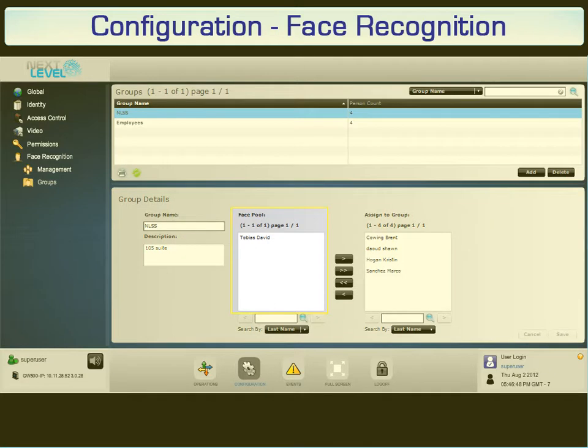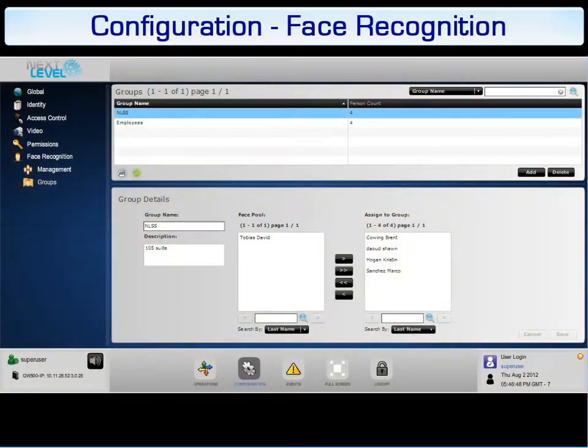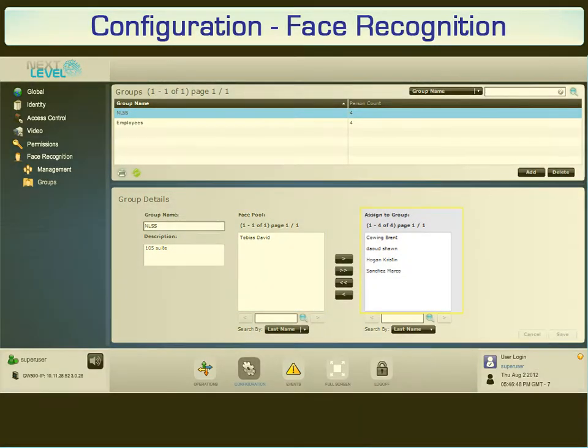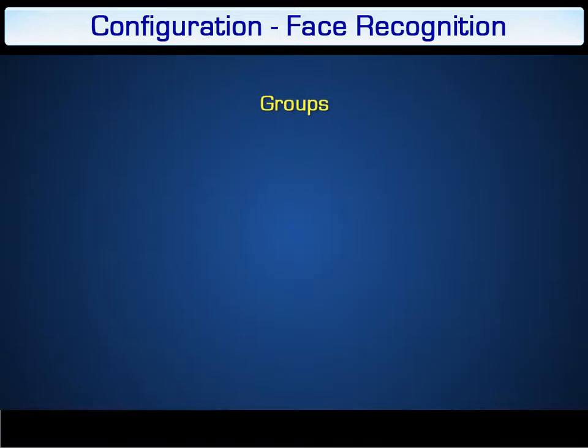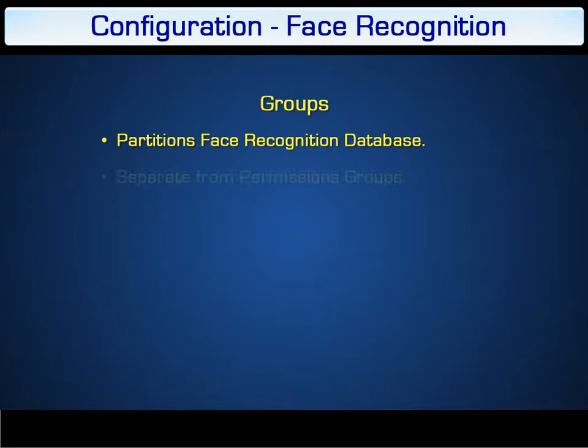The face pool lists the people available to add to this group. The Assigned to Group list contains the people included in the group. These lists can be searched using the search fields below each list. The face recognition database can be partitioned into specific groups. Note that face recognition groups are configured and used separately from permissions groups. Face recognition groups are not used with the permissions settings.